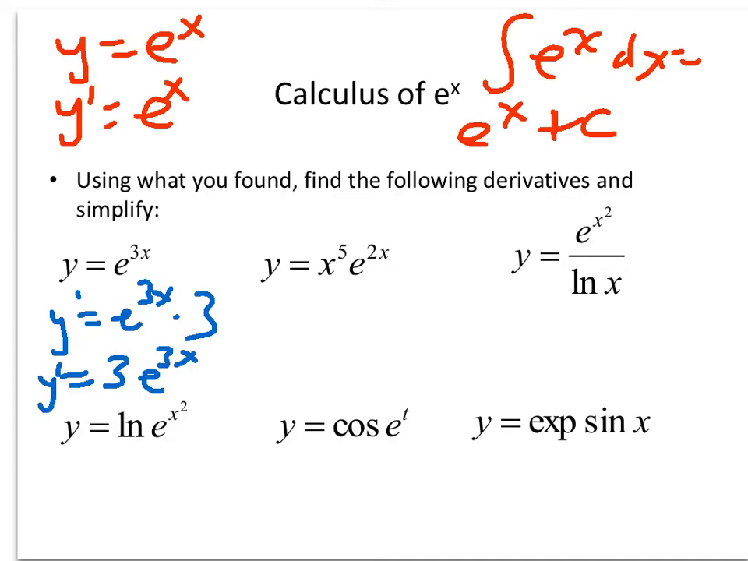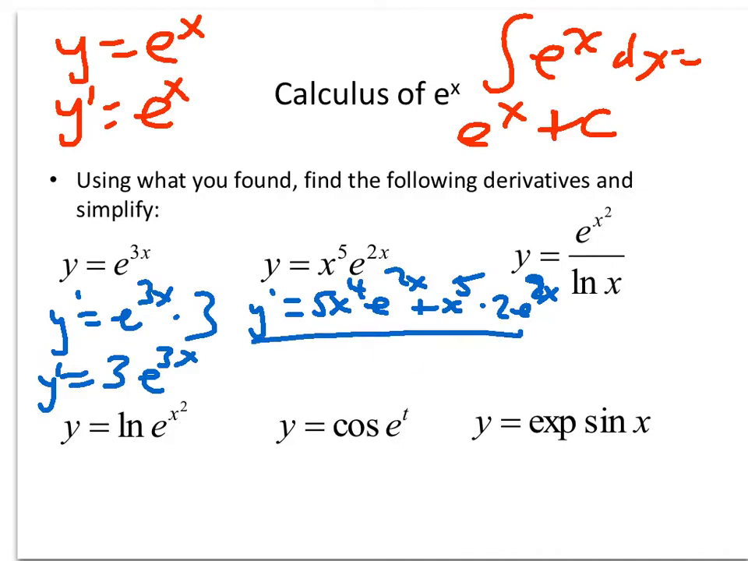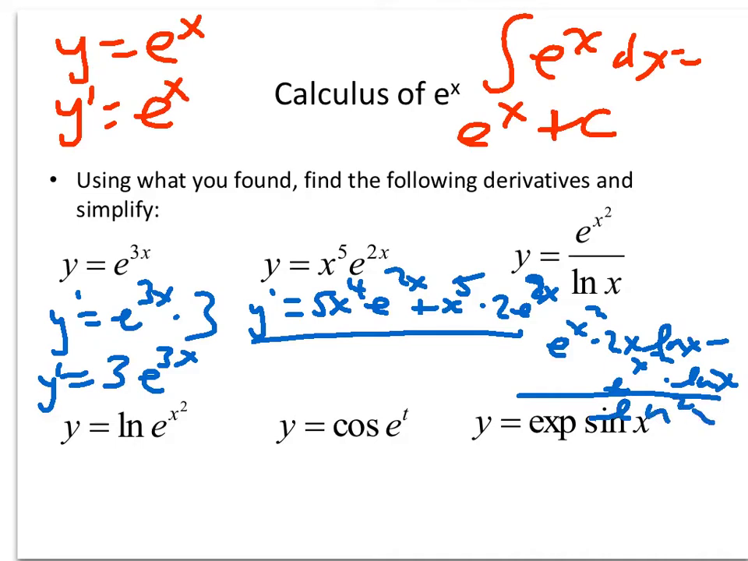The next problem involves the product rule. So I have to do the derivative of the first, 5x to the fourth, leave the second alone, plus now leave the first alone, times the derivative of the second, which is 2e to the 2x. This could be simplified, but that's not important at the moment, I just want to make sure you can get the product rule down. The next one is a quotient rule problem. The derivative of e to the x squared is e to the x squared times the derivative of the inside, times 2x, leave the second one alone, minus, now leave the first one alone, e to the x squared times ln x, all over the bottom one squared.